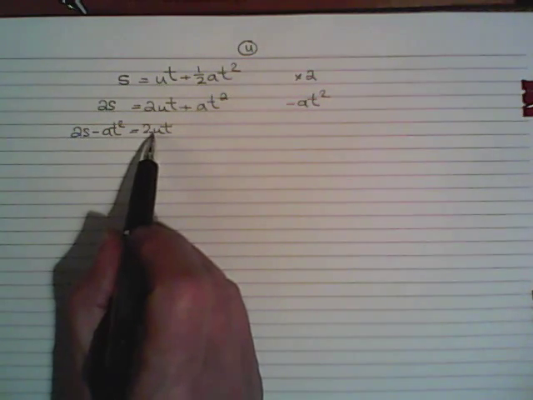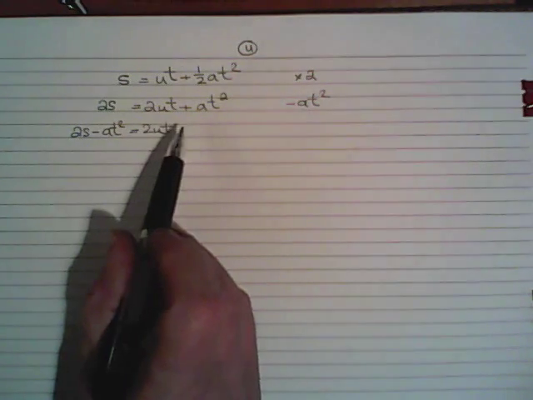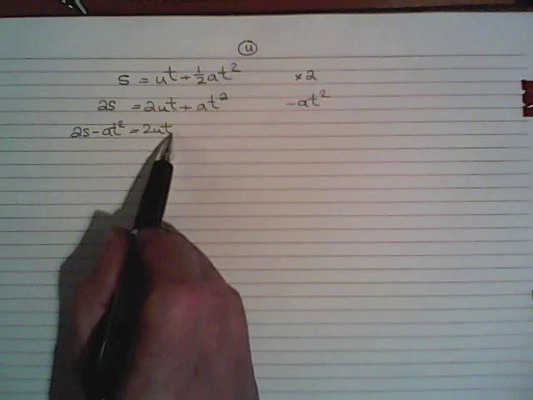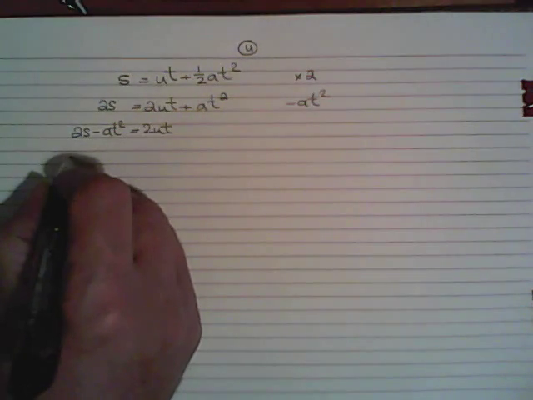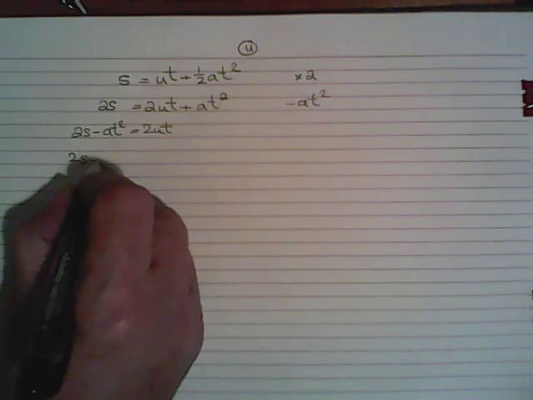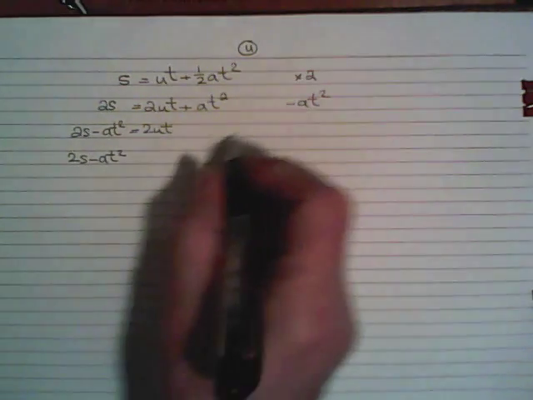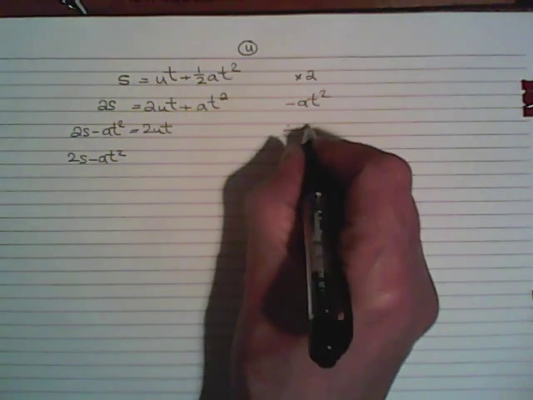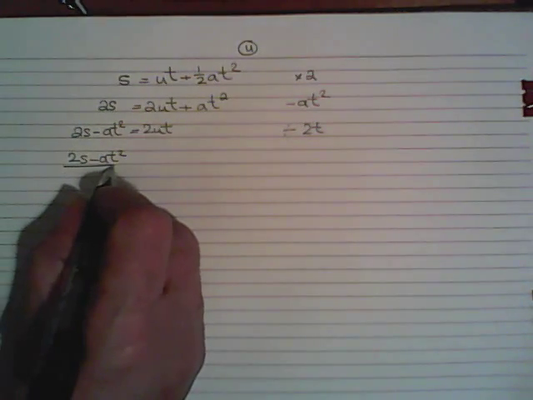What is cluttering up u? Well, 2t. This is 2 times u times t, so if we divide 2 times u times t by 2t, we end up with u. Okay, let's have a go at that then. So we've got 2s minus at squared, and let's just say this, divided by 2t.